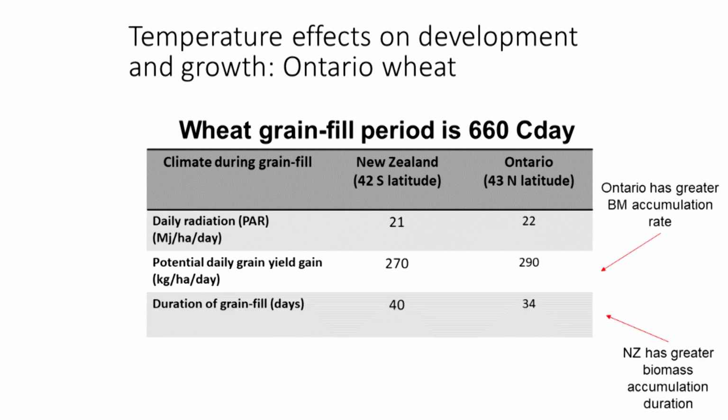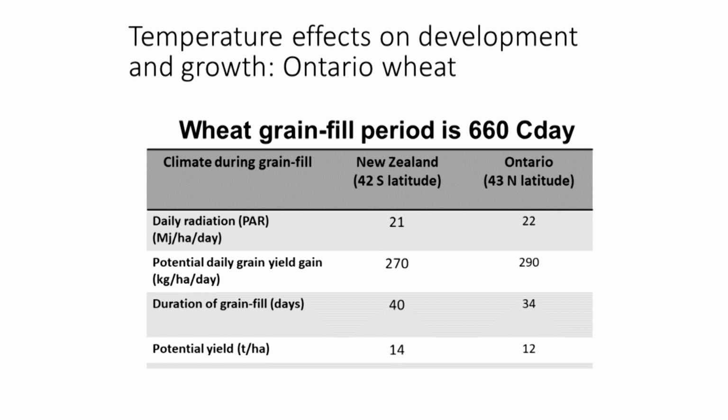This next row shows us the duration of grain fill from pollination to maturity in calendar days. And on average in New Zealand, it's 40 days, in Ontario, it's 34 days. Now keep in mind the growing degree day requirements for grain fill, 660 degree days. It's the same in both of these locations, but it's much warmer in Ontario on average, and so you accumulate heat more rapidly in Ontario, thus less number of calendar days required to reach maturity compared to New Zealand.